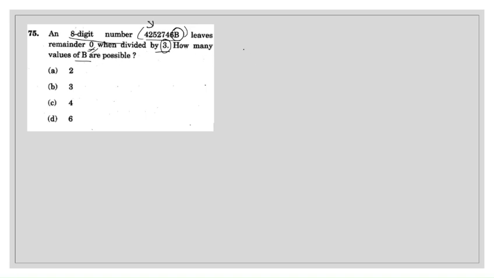How many values of b are possible? So basically they're asking the possible values of b. So we know the divisibility rule of 3. This is similar to the previous question that we attempted. It will be 4252746b. Okay, so first we'll find out the sum of the digits, and then we'll find out the options that b can have.